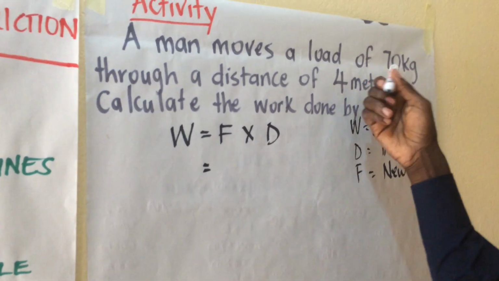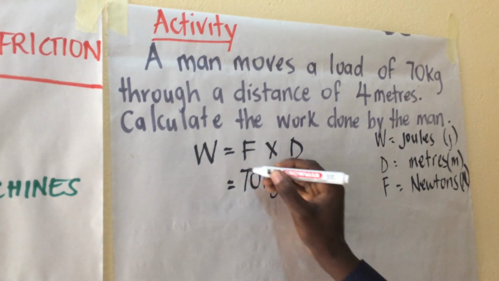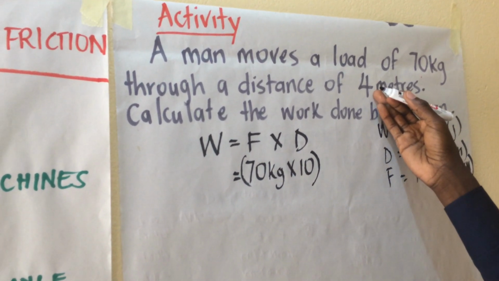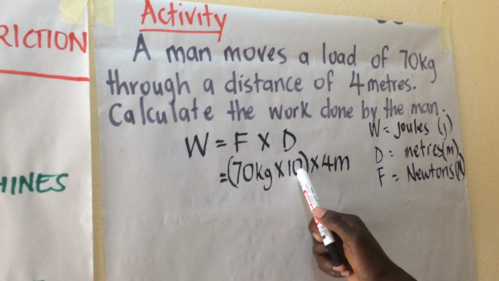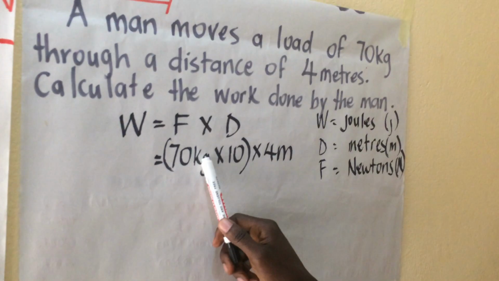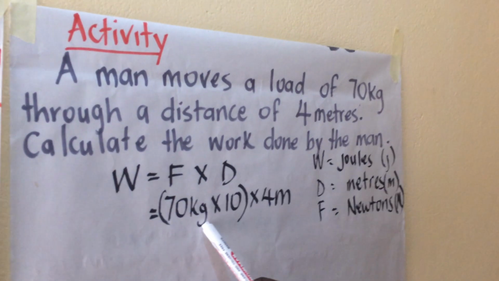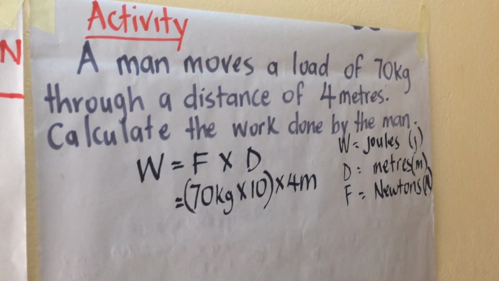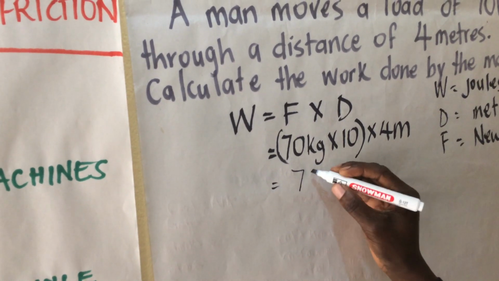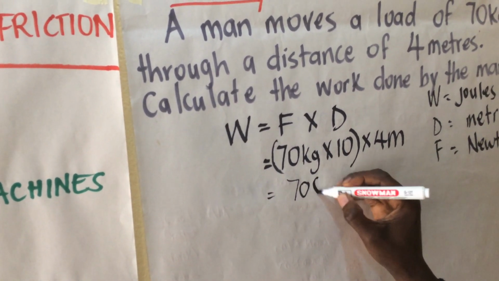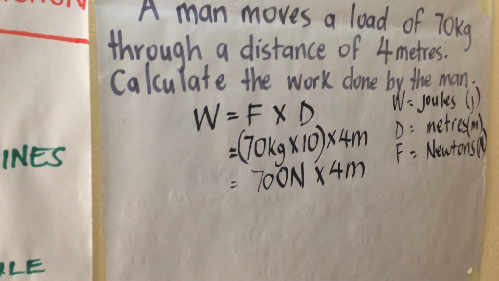So work is equal to force times distance. We shall say work is equal to 70 kilograms times 10, then times the distance, which is 4 meters. Why are we multiplying by 10? We are multiplying by 10 because the load is given in kilograms, yet we need to work with it in newtons. So by multiplying it by 10, we are converting it to newtons, then times the distance. So, which is equal to 700 times 10, that is 700 newtons now, times 4 meters.